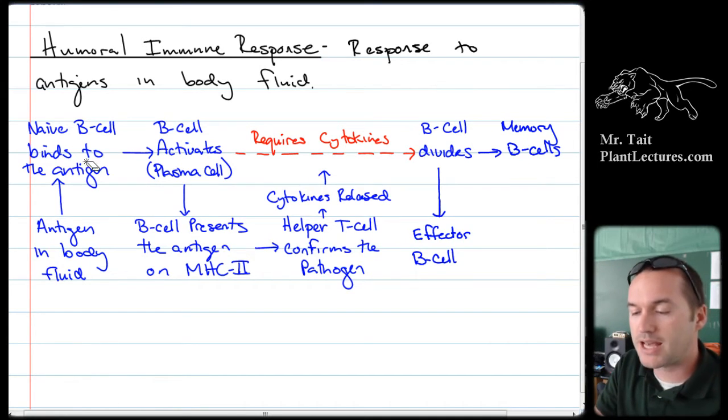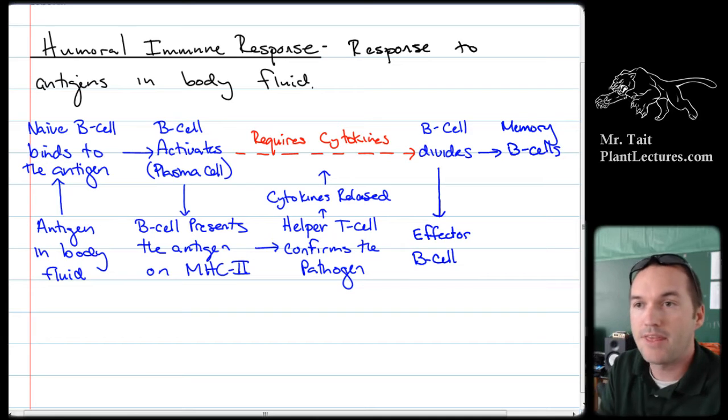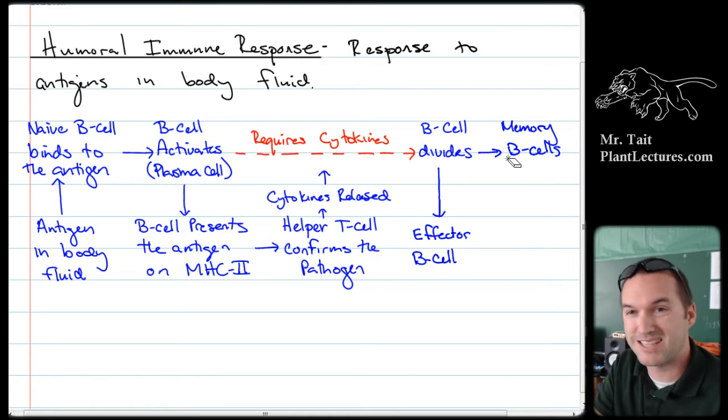So instead of just having a couple of naive B cells that can recognize that flu virus, it's going to create a whole bunch of memory cells that now are going to be constantly looking for that. And these memory B cells are going to take up residence in your lymph nodes, and they're going to be constantly checking to make sure that you don't get infected with the same thing again.